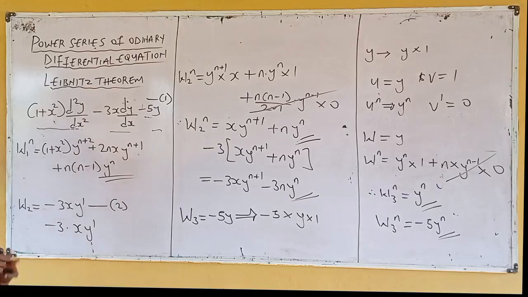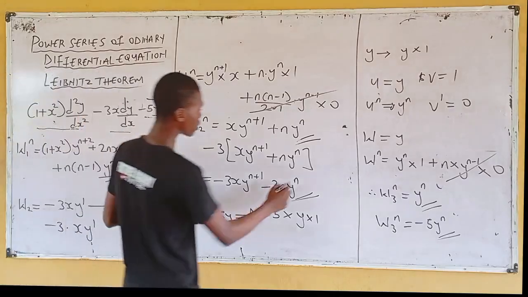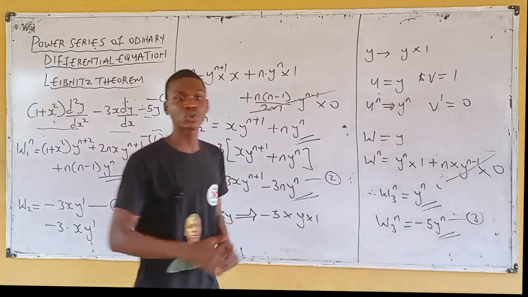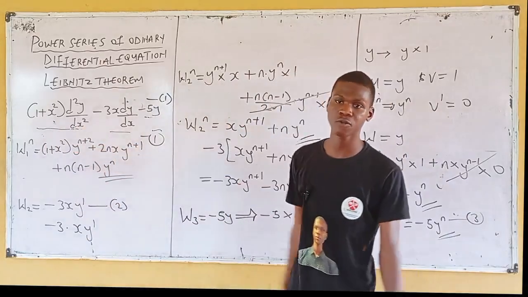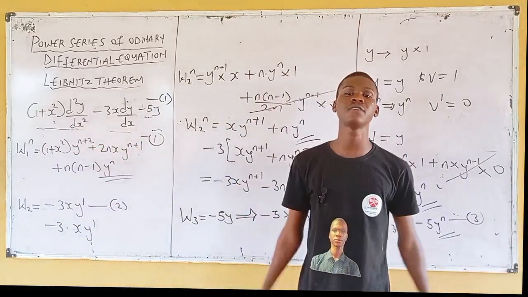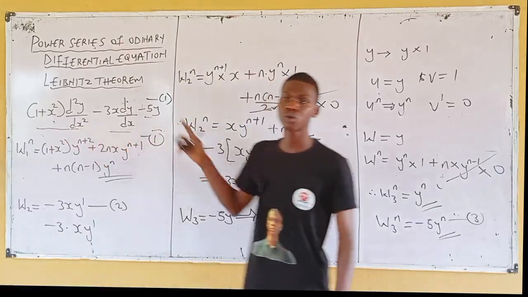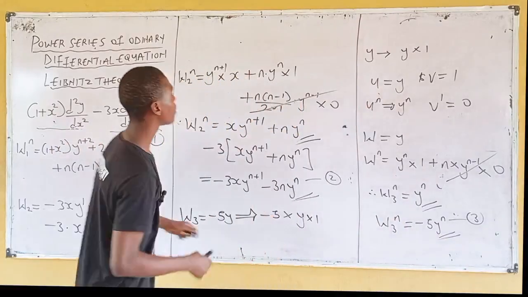So we've been able to find the nth derivative of each differential term. This is for the first one, this is for the second one, and this is for the third one, right? Given this question says find the nth derivative, what do we do? Sum all these nth derivatives, meaning sum the first one plus the second one plus the third one, then you obtain your answer. Right? So let's do that.